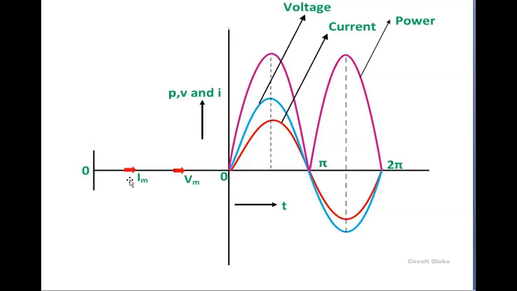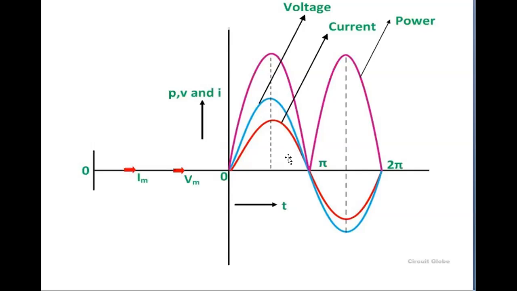And here how do you obtain the power graph? Power is nothing but the product of voltage and current. So you already know the equations of V of t and I of t. V of t is nothing but Vm sin omega t. I of t is nothing but Im sin omega t. You have to multiply V of t and I of t. That means Vm sin omega t into Im sin omega t. From that you can obtain a formula for P, that is P is equal to Vm into Im by 2 minus Vm into Im by 2 into cos 2 omega t.